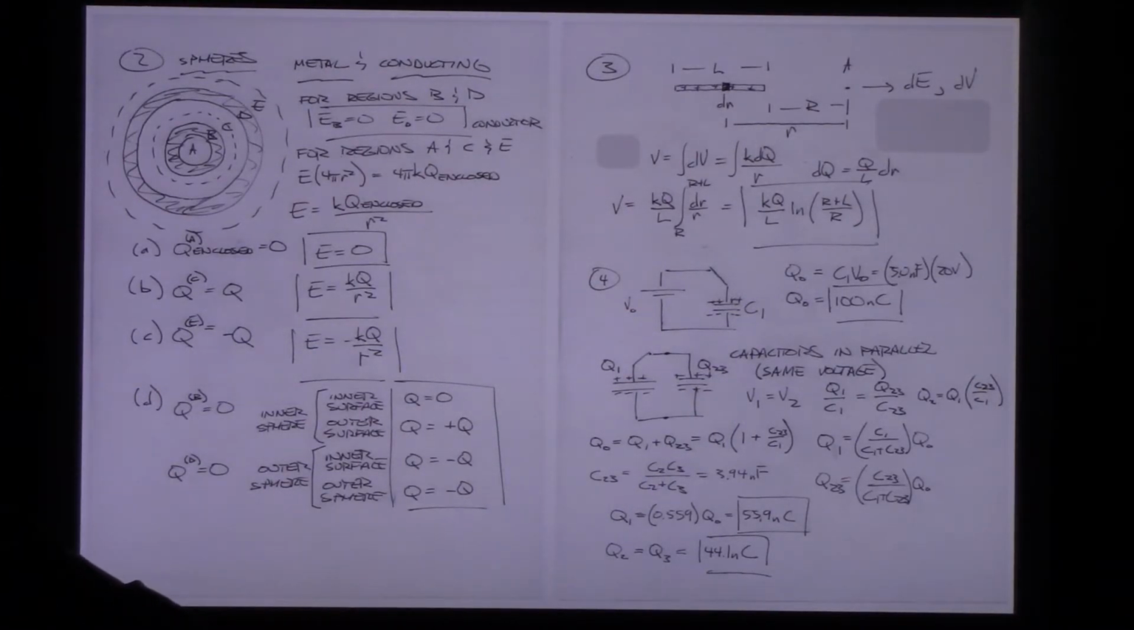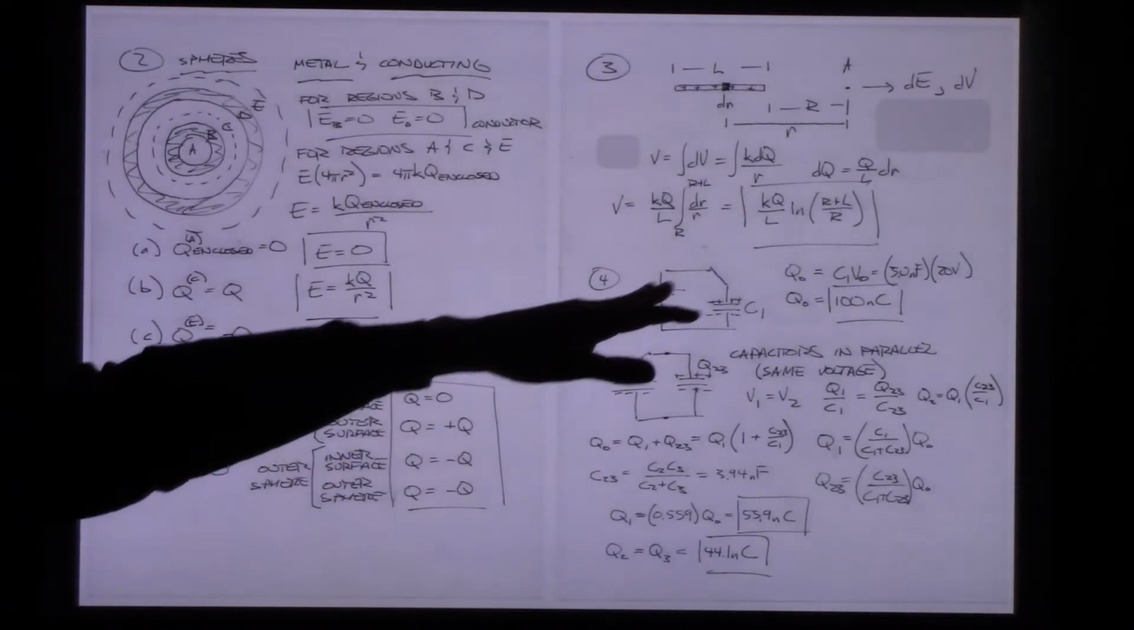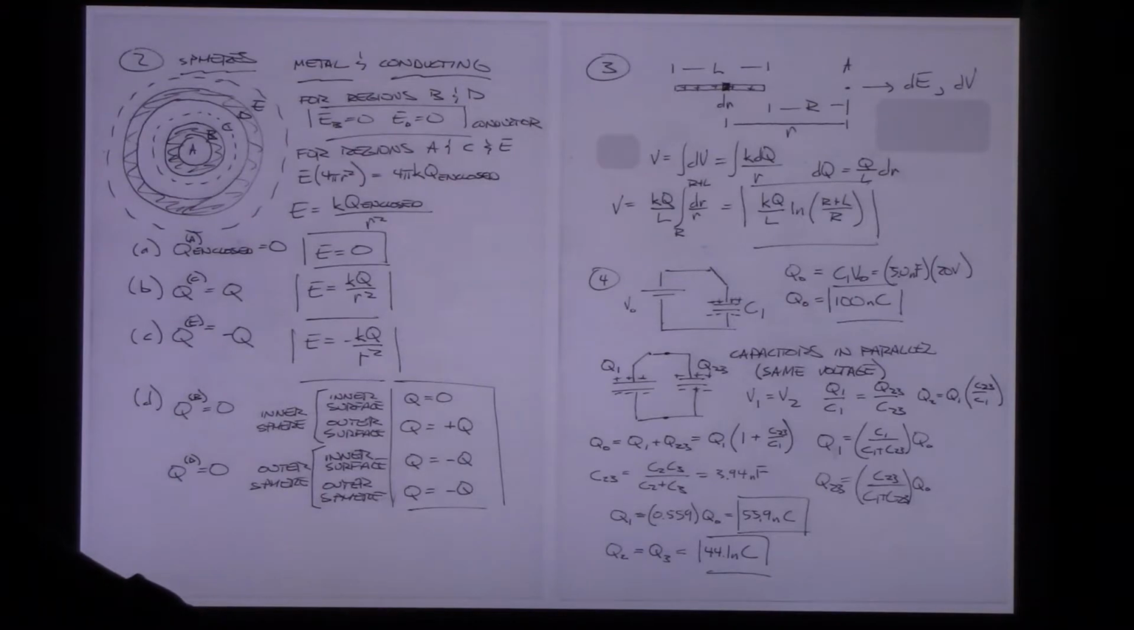We have a capacitor of 5 nanofarads and a battery with a voltage of 20 volts. That's going to give us 100 nanocoulombs of charge built up on that capacitor, and that's step one, determining how much charge initially will be on capacitor 1.